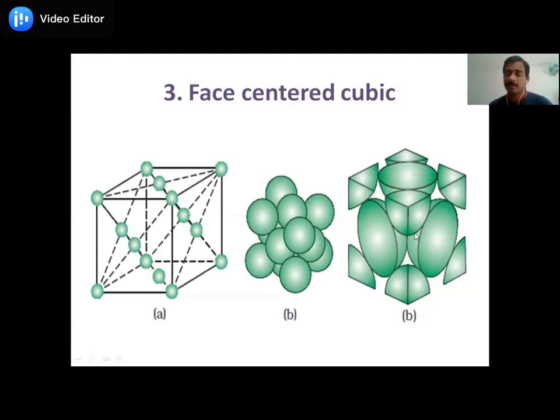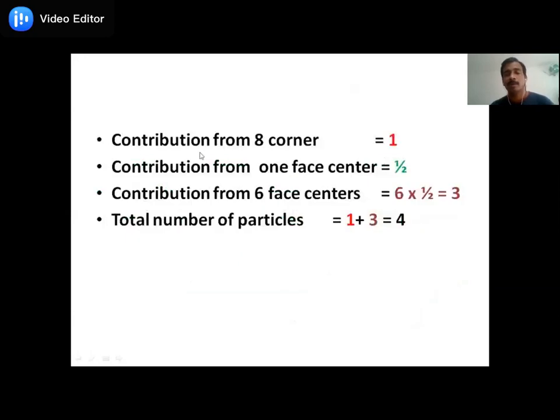How many faces? 6. So what is the total contribution from 6 faces? 6 into 1 by 2 equal to 3. Contribution from 8 corners 1. Contribution from 1 face center half. Contribution from 6 face centers, 6 into half is equal to 3. Total number of particles 1 plus 3 equal to 4. So we can summarize. In simple cubic, total number of particles 1. In body-centered cubic, total number of particles 2. In face-centered cubic, total number of particles 4.